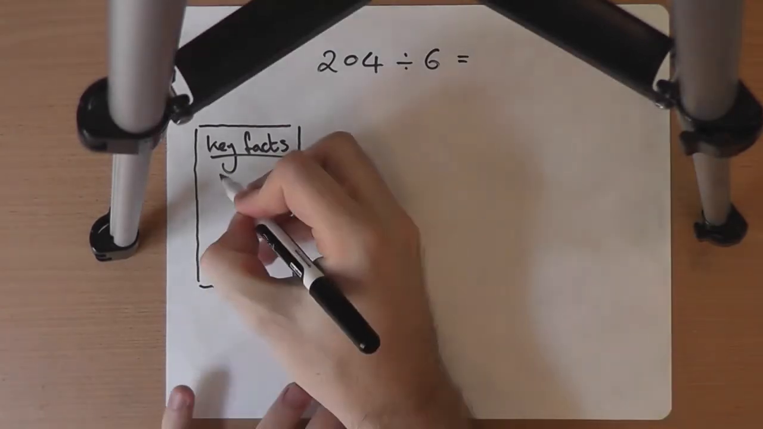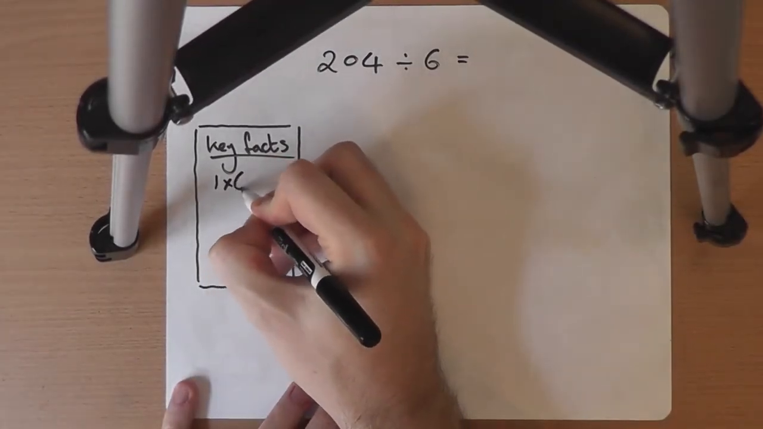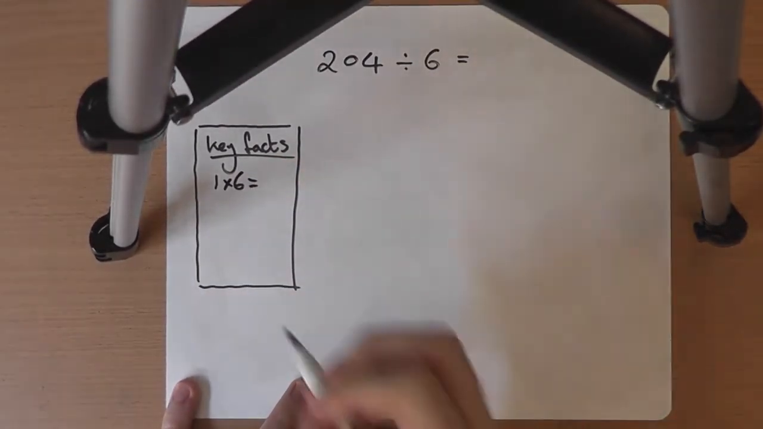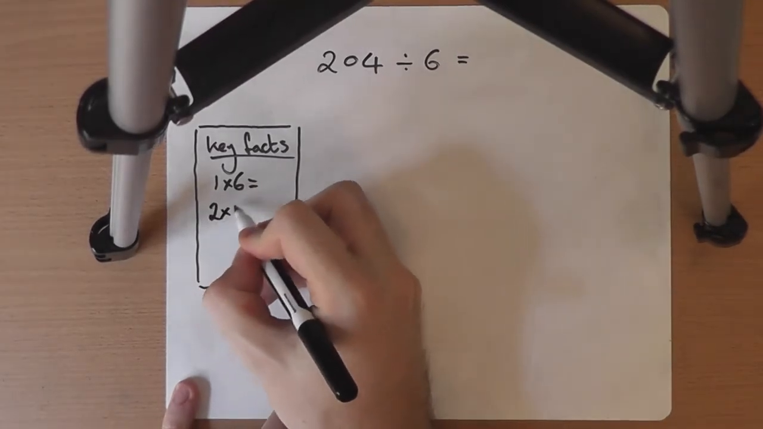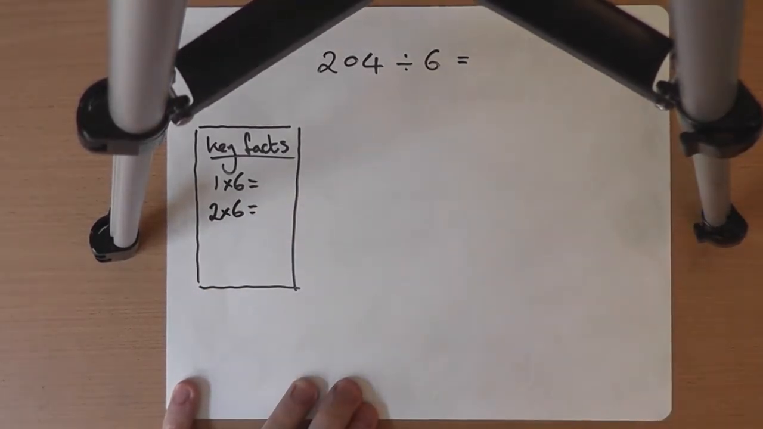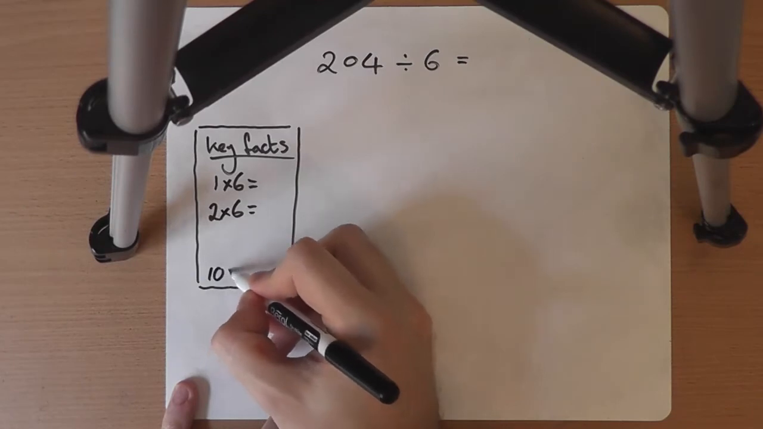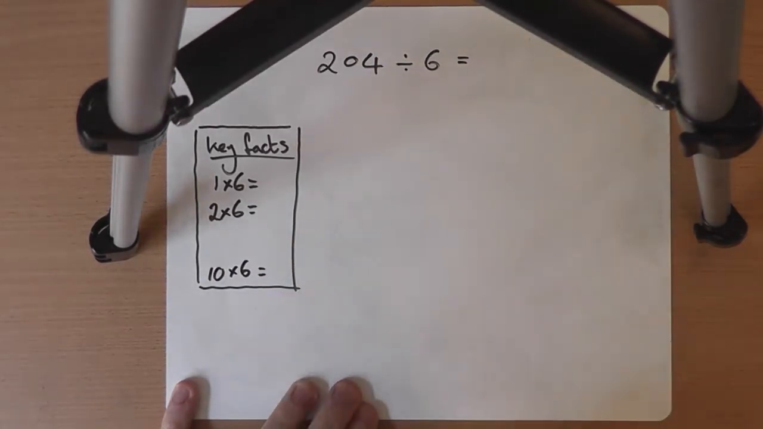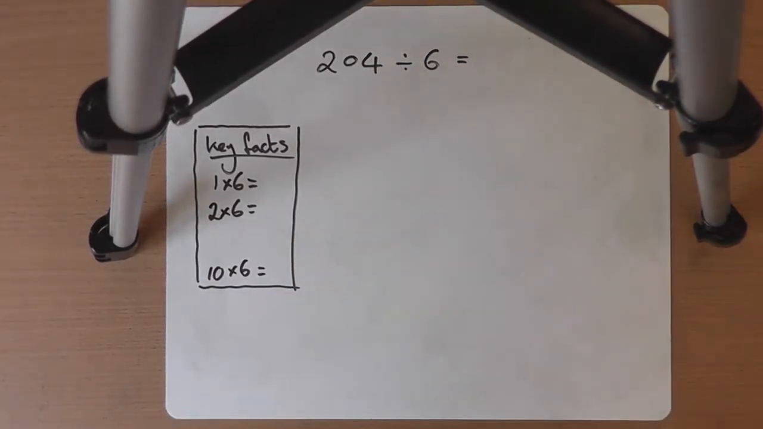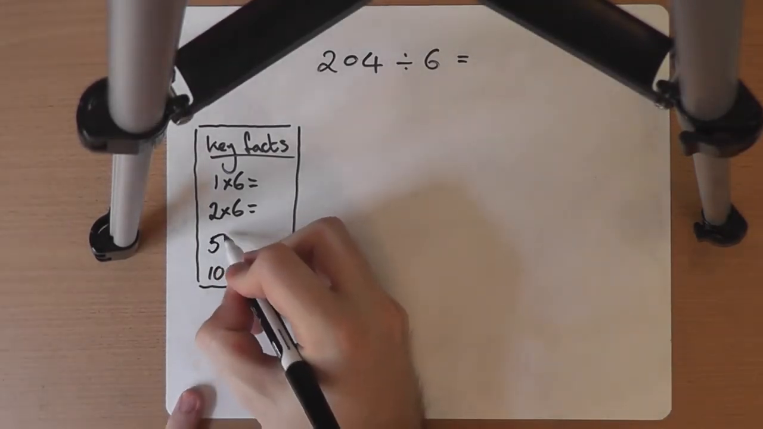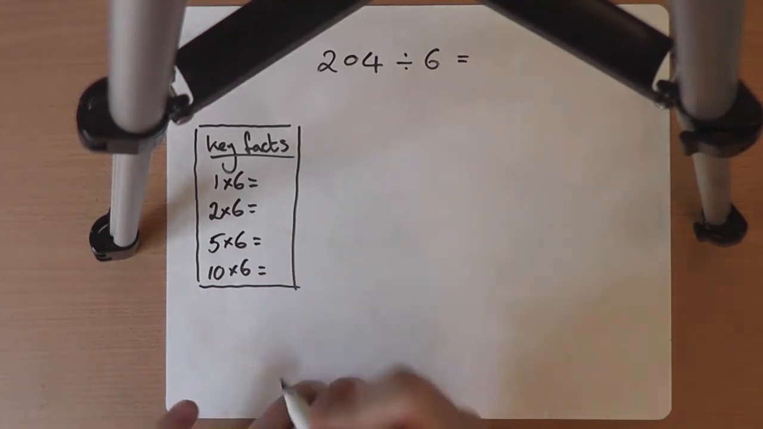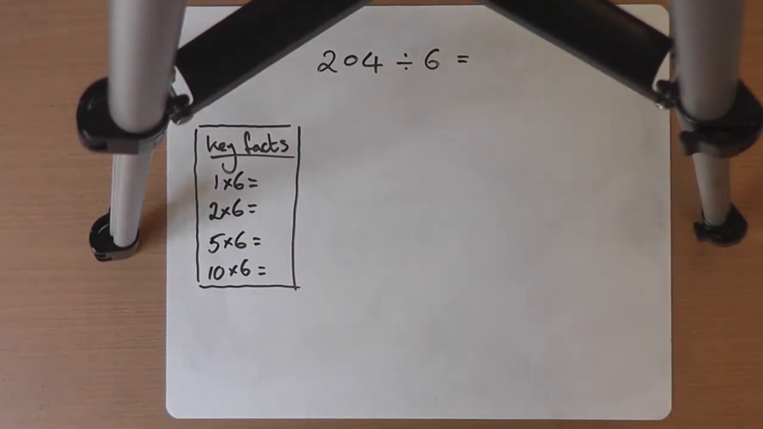And the key facts I'm going to work out, I'm going to write down 1 times 6, because that's easy enough to work out. I'm going to do 2 times 6, because that's easy enough to work out as well. I'm going to do 10 times 6, because that's easy enough to work out. We can think about the hundreds, tens, and units grid. This is a reasonably simple one. We could probably just write the answer to that down. And we could use that one to find 5 times 6. And these are the 4 key facts that I'm going to write down.